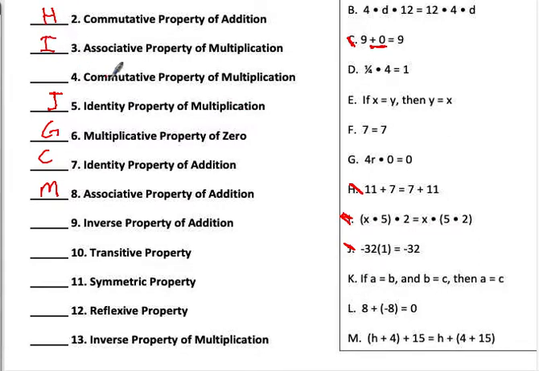So what about commutative property of multiplication? B, it's got 4D12 and then 12 4D. It's got the same three terms, it just changes the order. So that's got to be it. It's multiplying, so that's B.